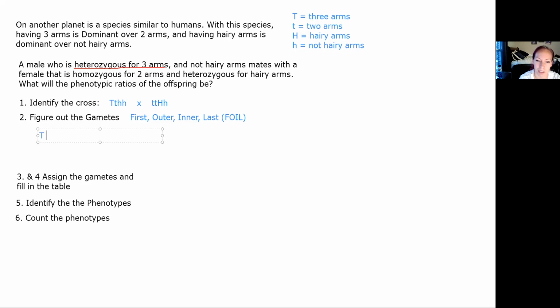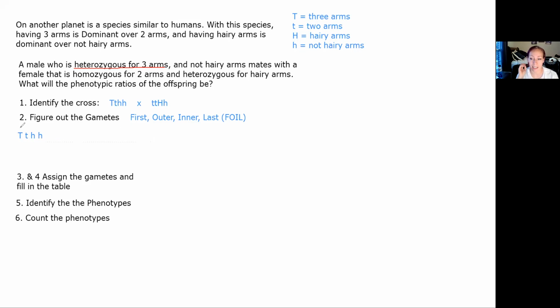Capital T, I'm going to space it out just a little bit so you can see my lines a little better. All right, so this is the male genotype. We are going to do the first, outer, inner, and last. Follow along with what I'm drawing on the screen.